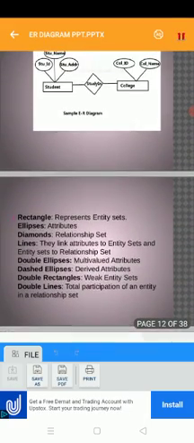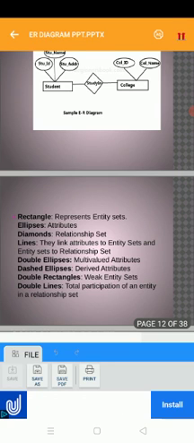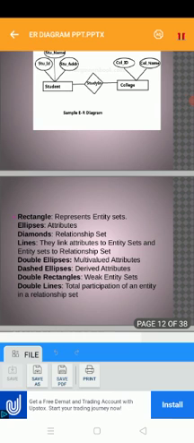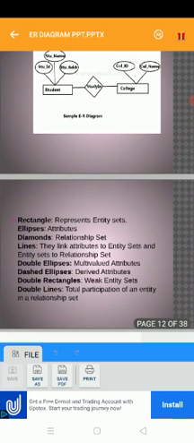A rectangle represents the entity sets, an ellipse represents the attributes, a diamond represents the relationship set, and lines link attributes to entity sets and entity sets to a relationship set. A double ellipse is a multi-valued attribute. A dashed ellipse is a derived attribute. A double rectangle is a weak entity set. Double lines show total participation of an entity in a relationship set.